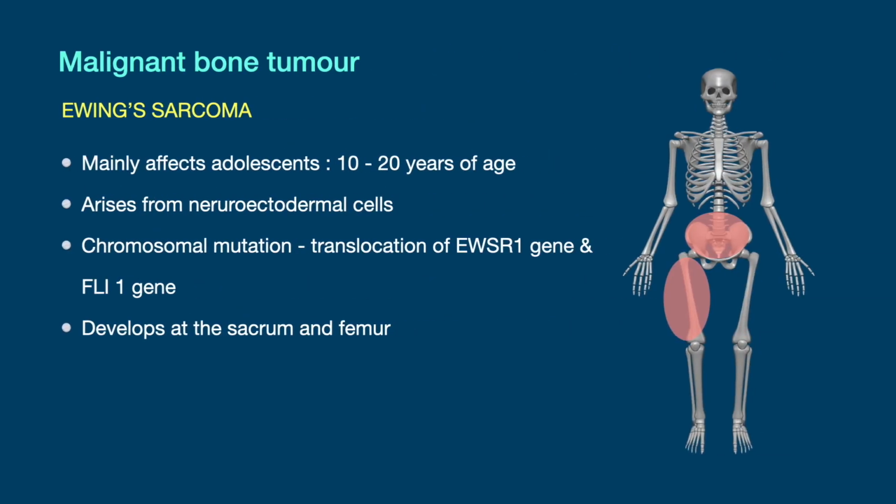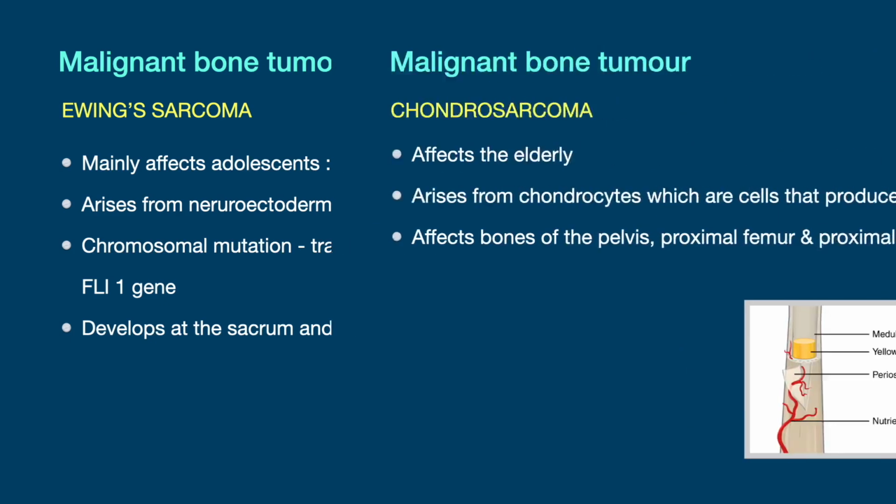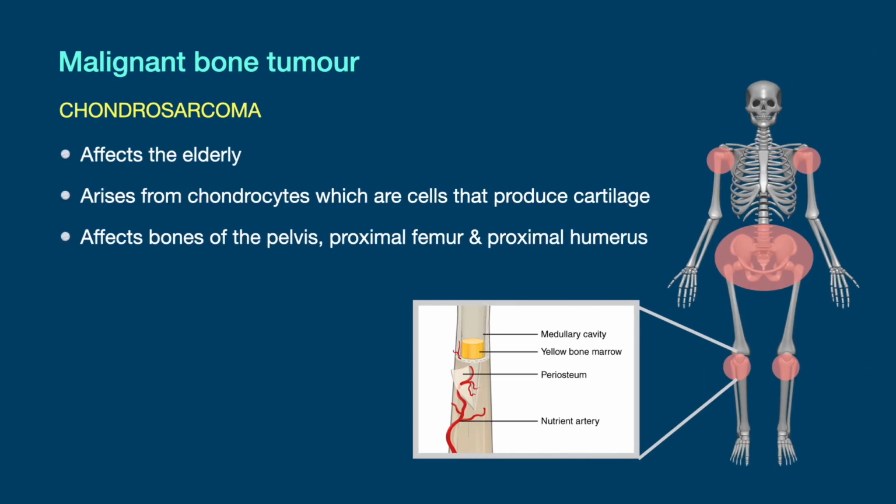Now the next would be the malignant bone tumor Ewing sarcoma. This is common in adolescents 10 to 20 years. It's thought to arise from neuroectodermal cells. It looks like small round blue cells on microscopy. There is a chromosomal mutation, specifically translocation of the EWSR1 gene on chromosome 22 and the FLI1 gene on chromosome 11. The resulting protein causes a defect in differentiation in the cell, causing Ewing sarcoma tumor cells, most commonly arising at the sacrum and the femur.